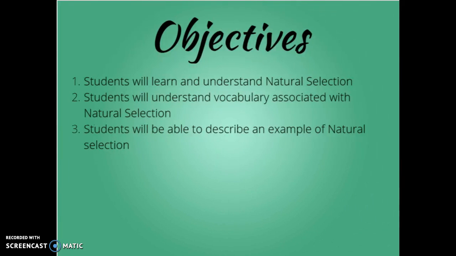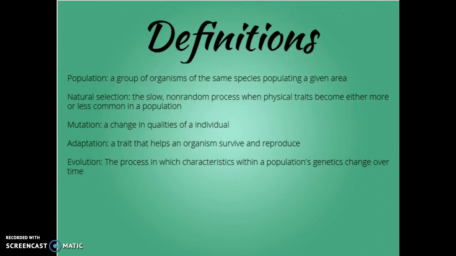Our objectives today are: 1. Students will learn and understand natural selection. 2. Students will understand vocabulary associated with natural selection. And 3. Students will be able to describe an example of natural selection. Next we are going to go over some definitions of vocabulary we want to know for this unit.